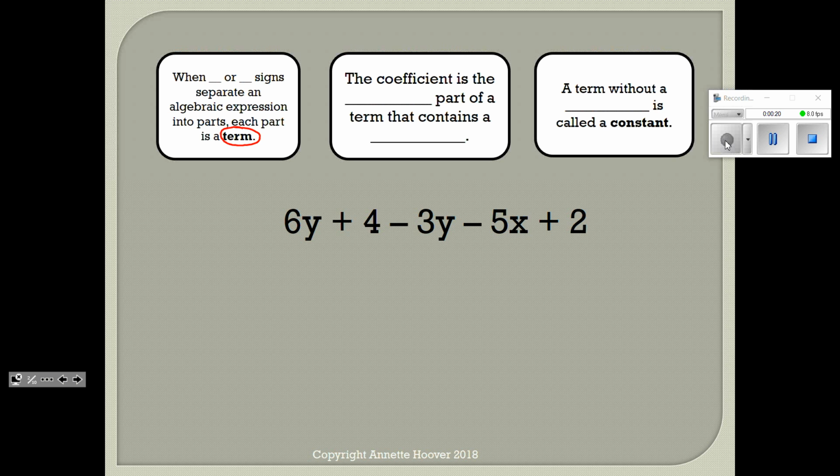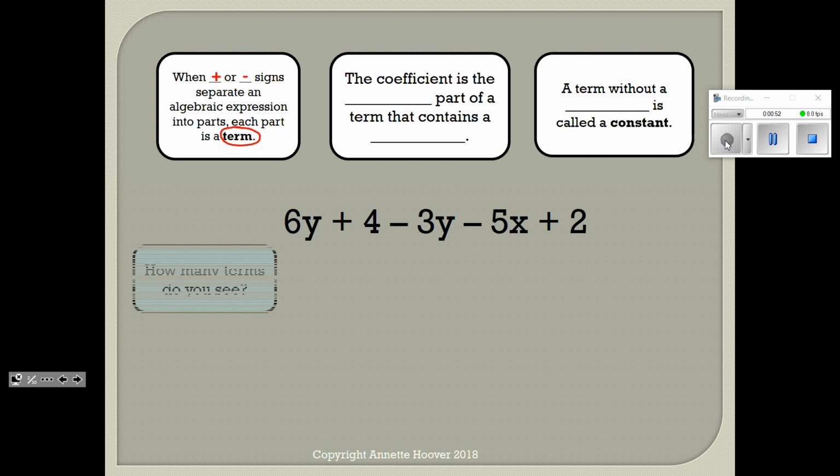What is a term? If you look at this algebraic expression right here, you will see that there are a lot of plus and minus signs. Here's a plus sign, a minus sign, a minus sign, a plus sign. Our first thing is a term. A term is when a plus or a minus sign separates an algebraic expression into parts. So each one of these would be a term.